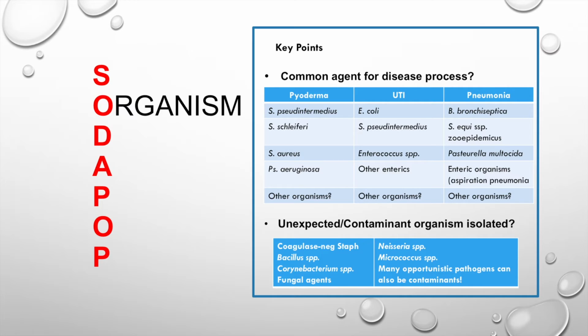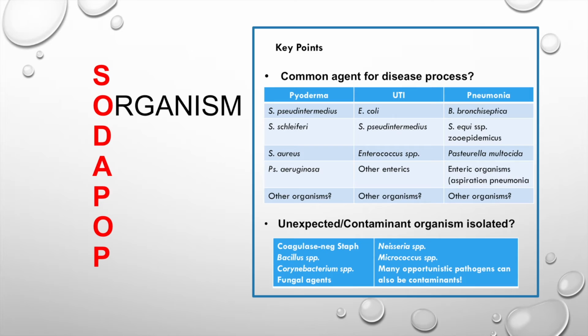For pneumonia, Bordetella bronchiseptica is the most common cause of community-acquired bacterial pneumonia. Streptococcus equi subspecies zooepidemicus has received significant attention lately as another agent of community-acquired pneumonia. Pasteurella multocida is often considered a common secondary bacterial pathogen that causes pneumonia. And a variety of enteric organisms, such as E. coli and Enterococcus, may lead to pneumonia after an aspiration event.